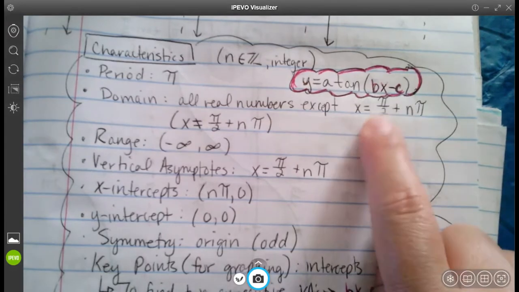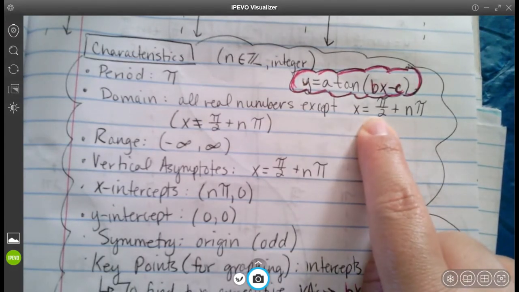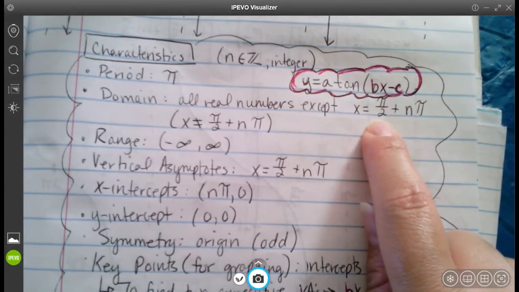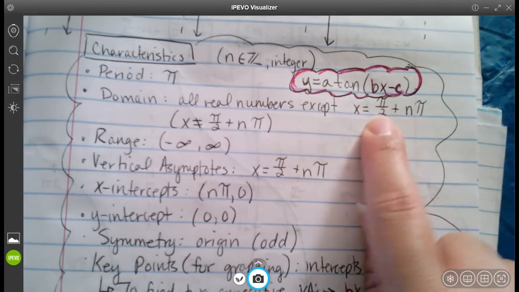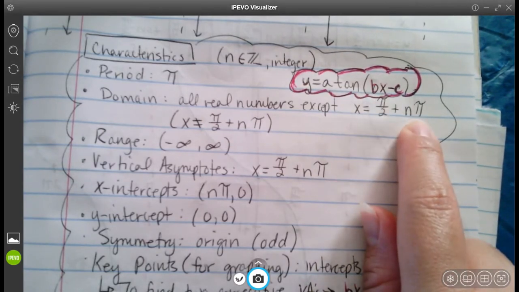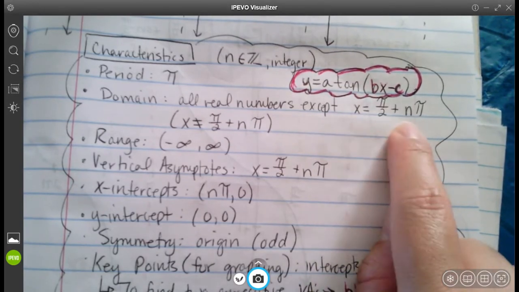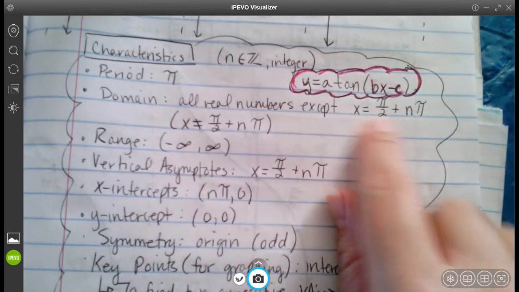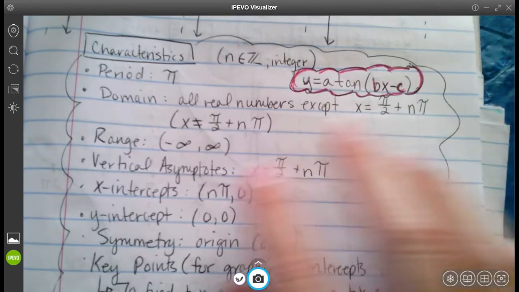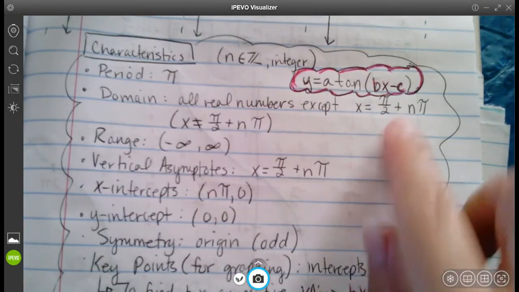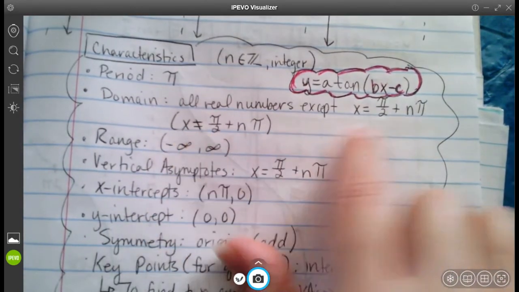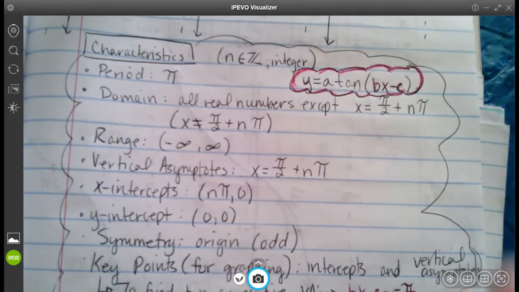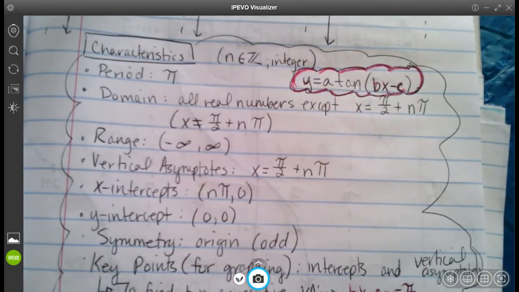At pi halves, we have a vertical asymptote, and every n pi plus that is going to give us an asymptote. So pi halves plus 1 pi, I have an asymptote. Pi halves plus 3 pi, I have an asymptote. That's what this is referring to as far as where it's not defined. Another way to write this is x is not equal to these values, because we have vertical asymptotes where it is undefined.